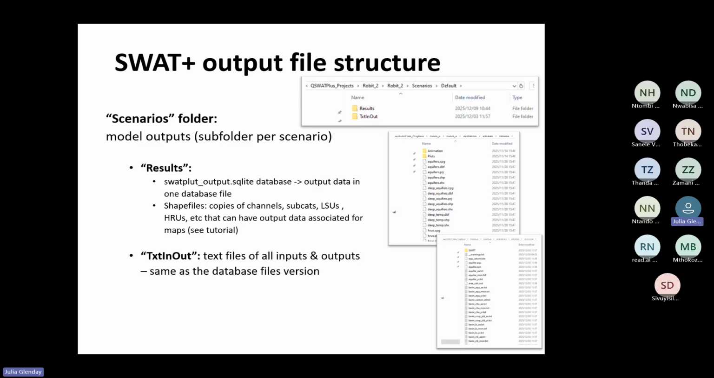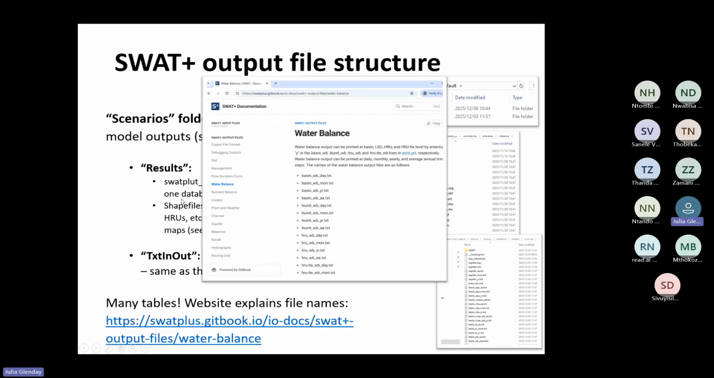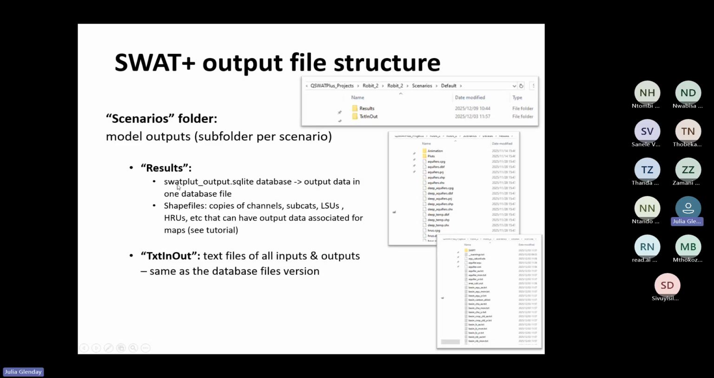Inside that scenarios folder, this is where the results end up. There are two folders there. One is results, and one is this text files for inputs and outputs, text in out. And the results folder will have a database with all the outputs. Oops, pardon me. I see I wrote that wrong. I wrote SWAT. It should be SWAT plus there. But I'll show you that just now, and then these text files.